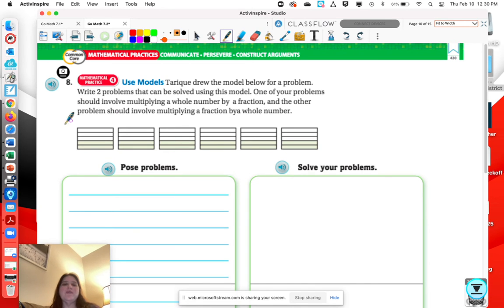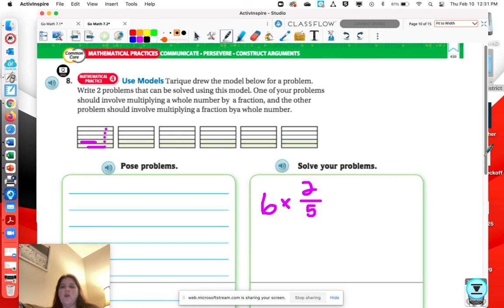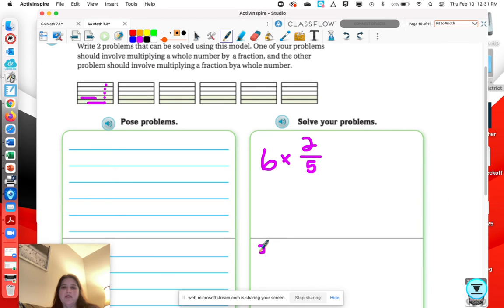So how many wholes do they have? 1, 2, 3, 4, 5, 6. So they have 6 wholes. What do they split into? 1, 2, 3, 4, 5. And how many are shaded? 2. So this problem could be 6 times 2/5 or 2/5 times 6. Both of them are going to have the same answer of 12/5.